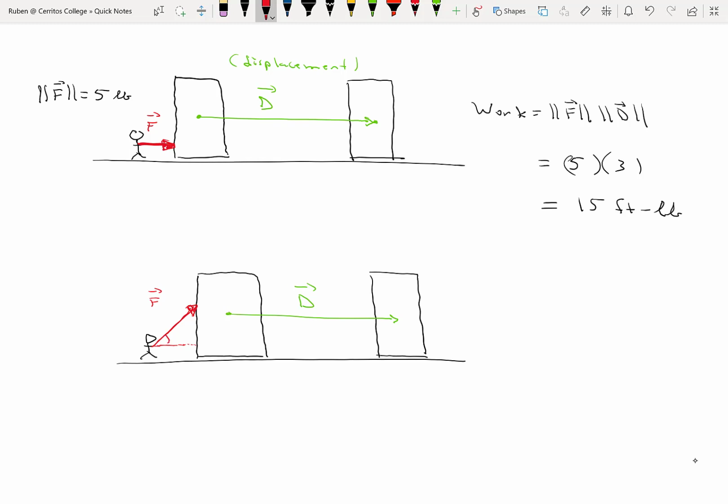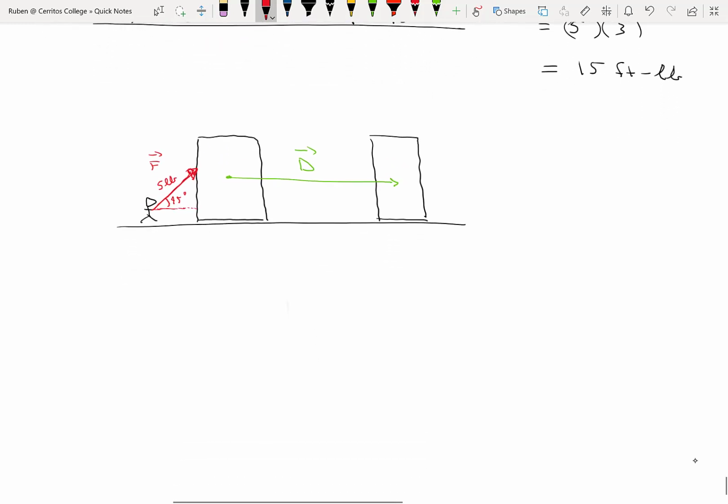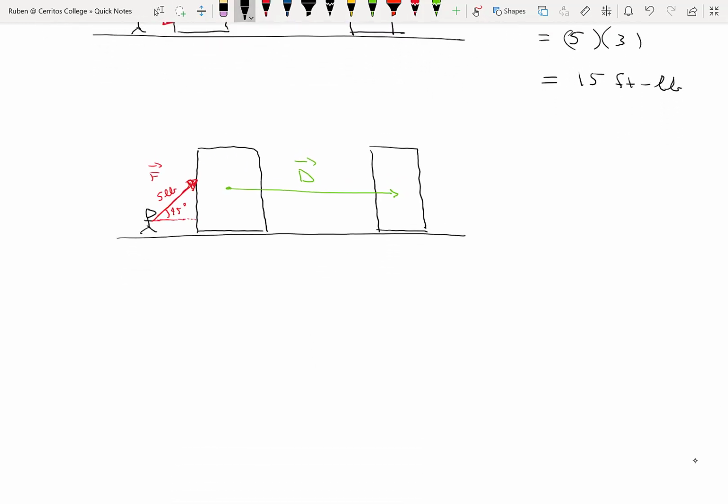Suppose the angle now is 45 degrees. The angle between the displacement vector and the force is 45 degrees. We're still applying 5 pounds of force, so the magnitude of the force is still 5. But work is only the part of force that contributes to work, that component of force that is in the direction of motion.